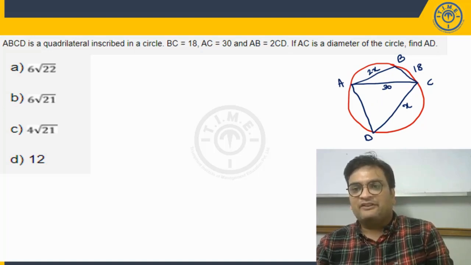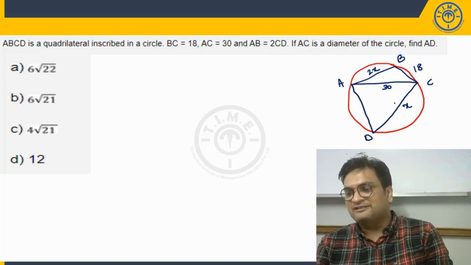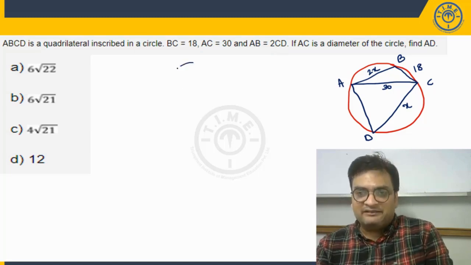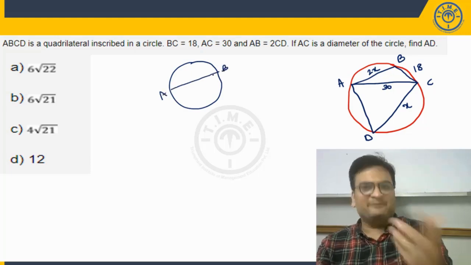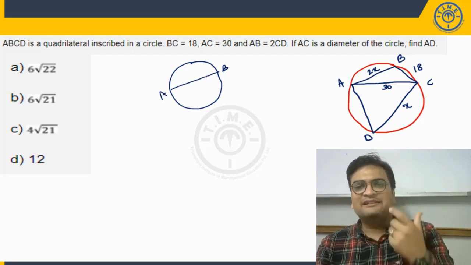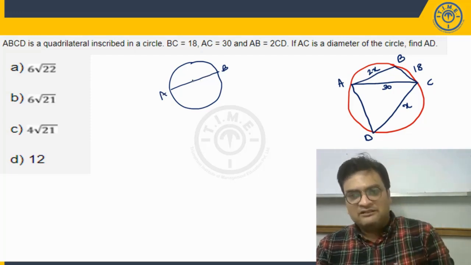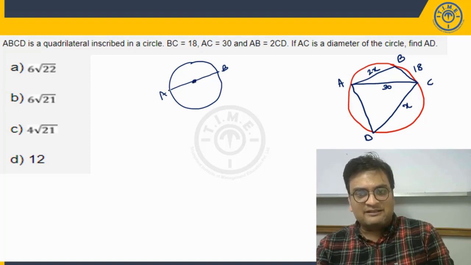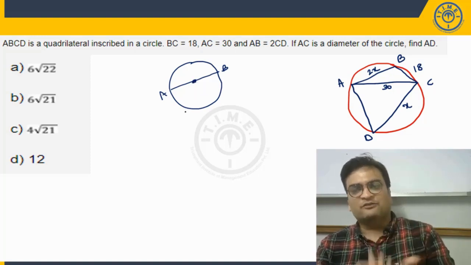And then he also says AC is the diameter of the circle. See, the moment a chord becomes the diameter, say AB is the diameter, there are several things that will follow. For example, this is going to be radius, this is going to be radius. So diameter is 2r. That's a commonly known fact.